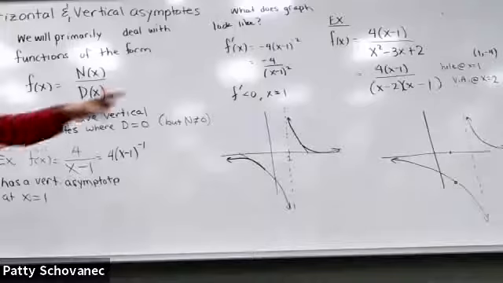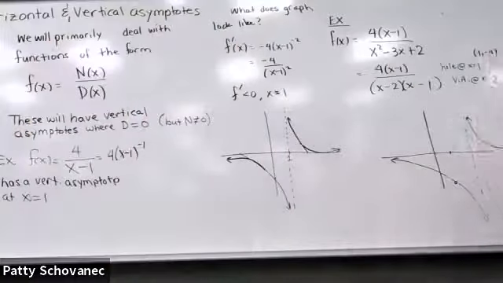So if it has a common factor, it's not an asymptote. Common factor gives you a hole.